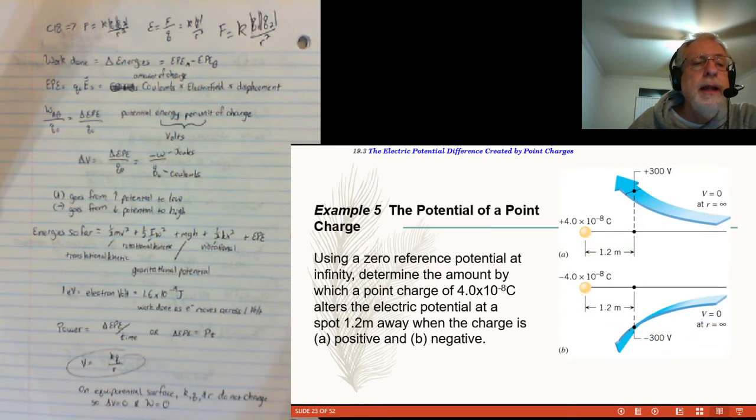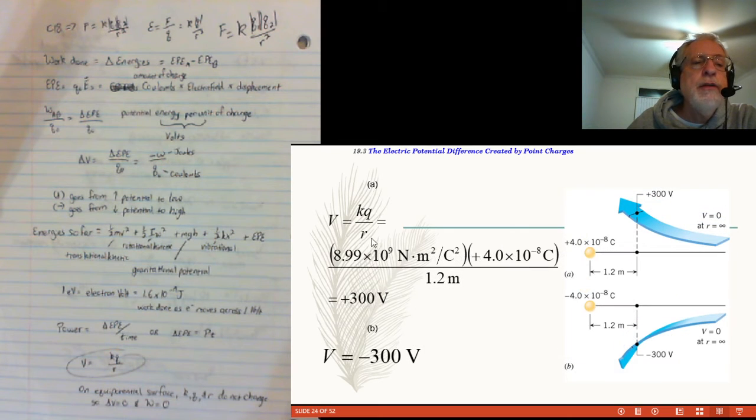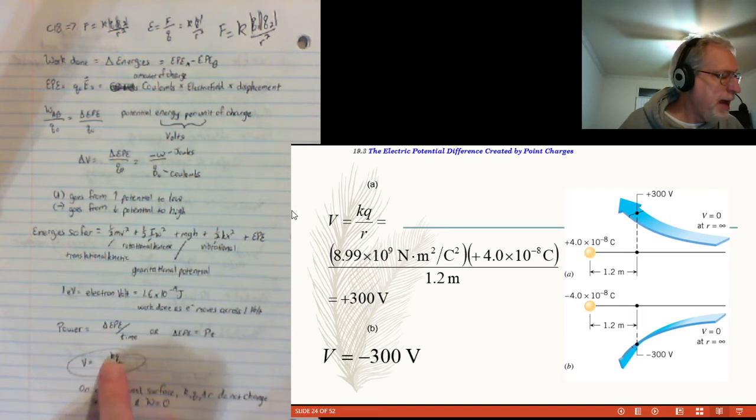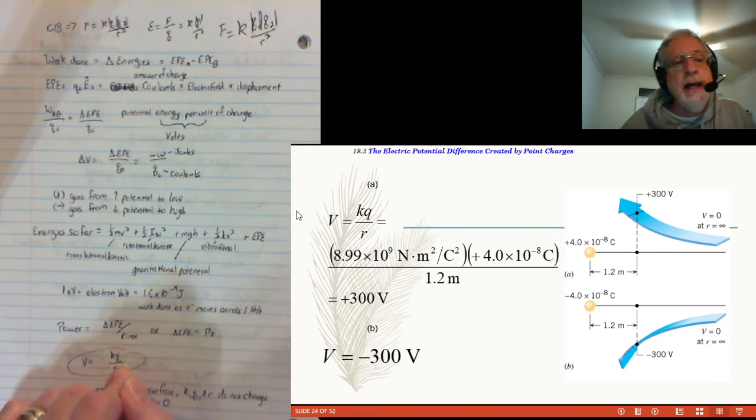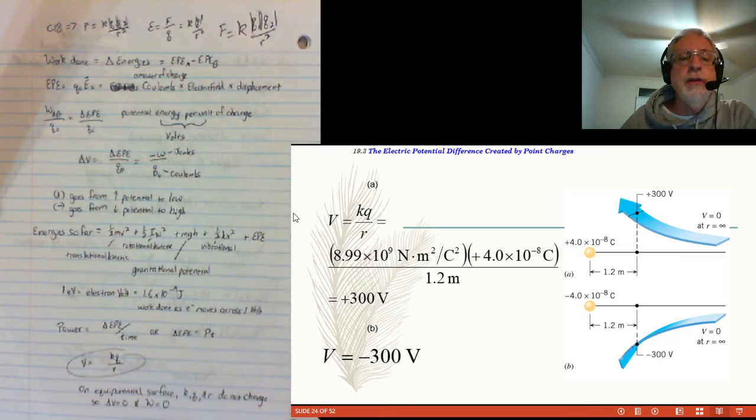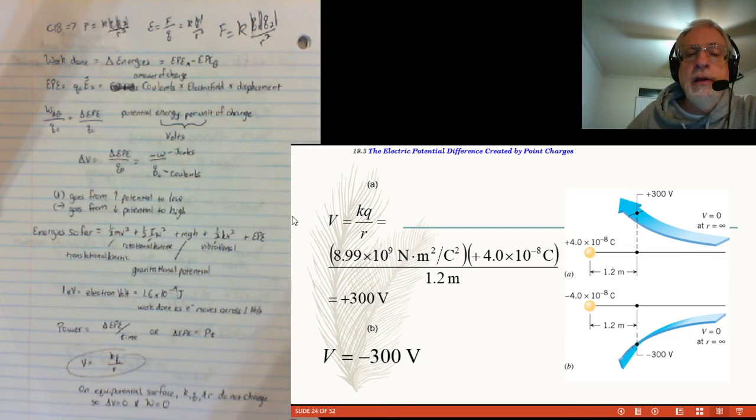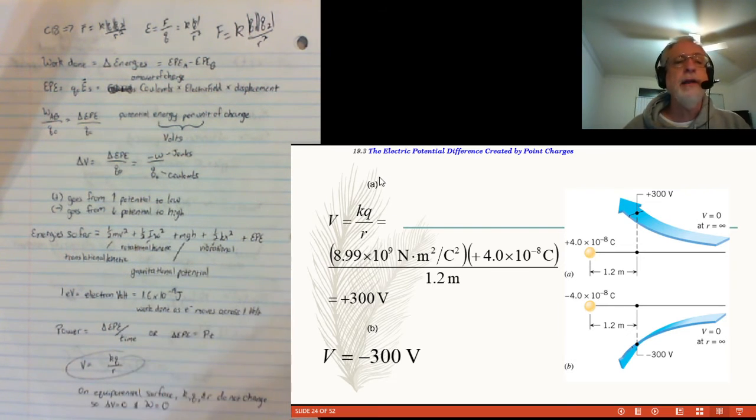If it's a positive charge. If it's a negative charge, I just replace this positive 4 with a negative 4. And notice how this one does not have an absolute value there. So it kind of gives you the potential difference, the direction in terms of a sign here. But if it's the opposite, it would be negative 300 volts. So this gives you another way, it's just another way of calculating electrical potential difference.